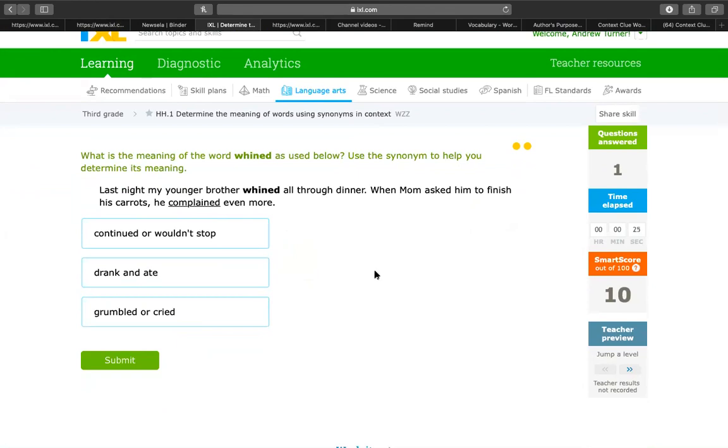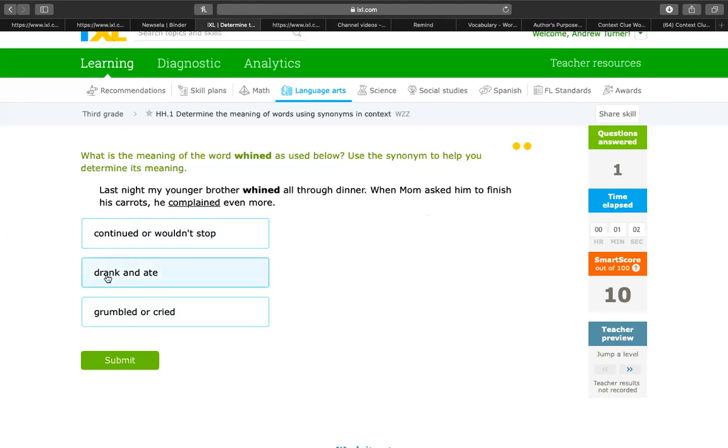So from this section, if you don't know whined or you don't know complained, you know one or the other. We can assume that whined means continued or wouldn't stop, drank and ate, or grumbled and cried. Continued and wouldn't stop. So we can actually substitute this. We could say, last night my brother continued and wouldn't stop all through dinner. When mom asked him to finish his carrots, he continued and stopped even more.